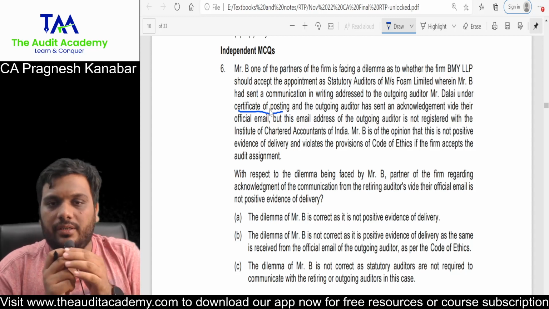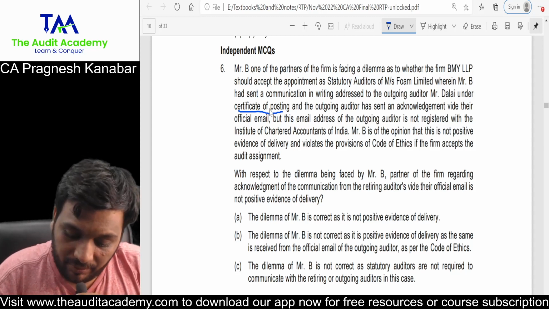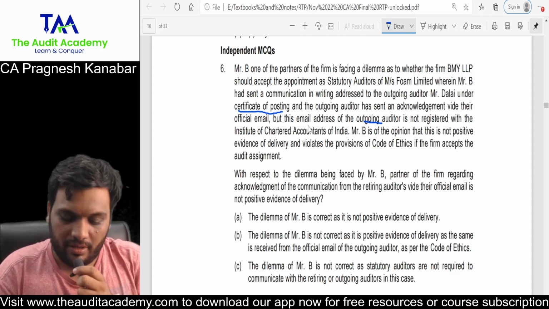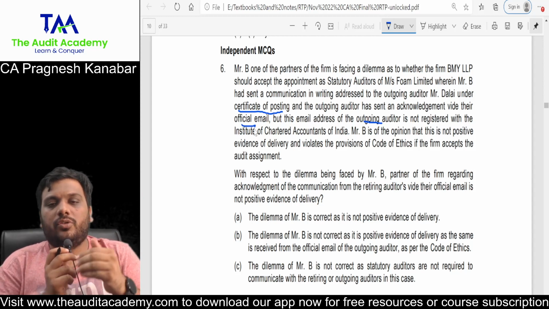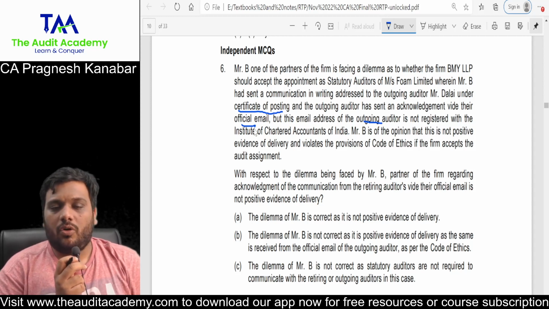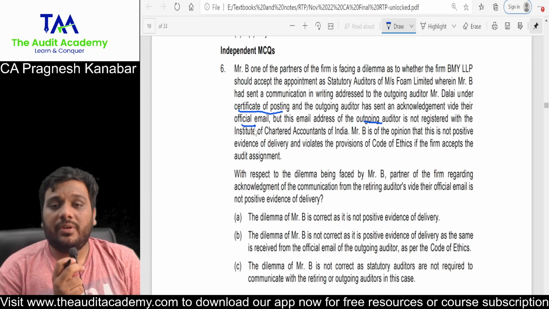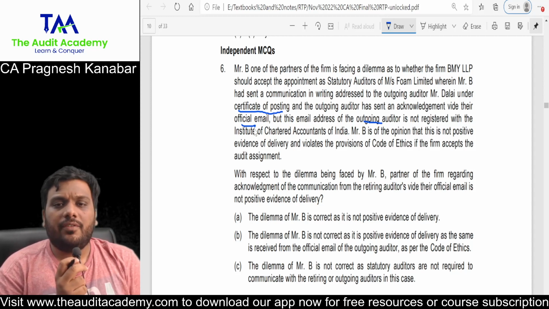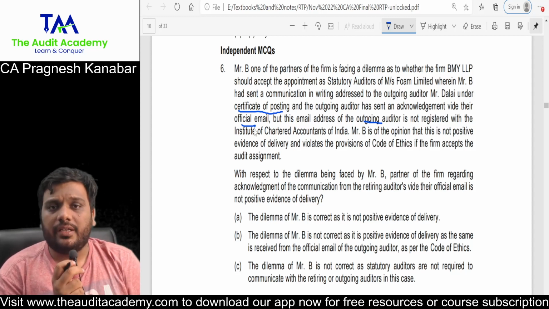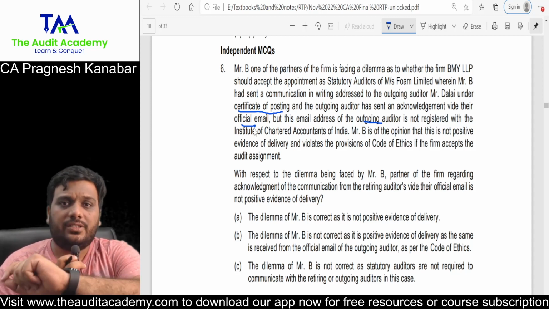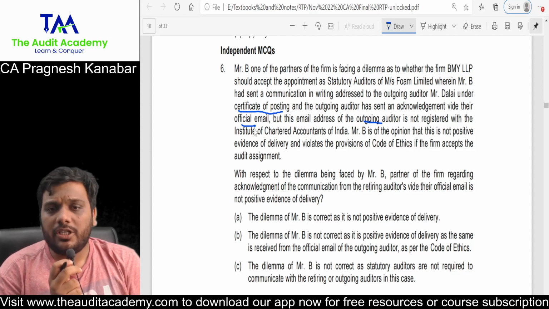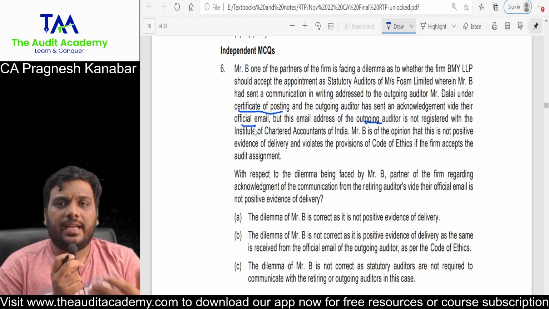letter was posted. Correct. But from the outgoing auditor, he has received an email acknowledgement from his official email ID. So the Institute says that if you get an acknowledgement from the official email ID, or the last registered email ID with the ICAI, correct. Even if it is an official email ID but not registered with the ICAI, that is also fine. So it is an email ID registered with the ICAI or the last known official email address. If you get an acknowledgement from the outgoing auditor, then there is no issue.